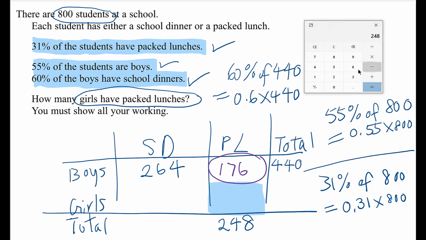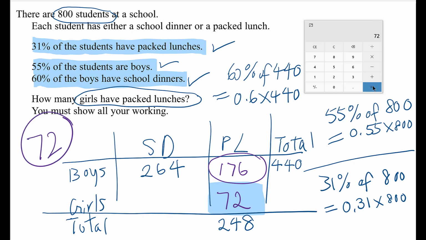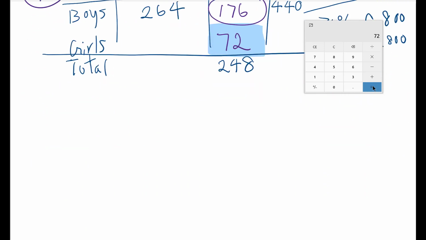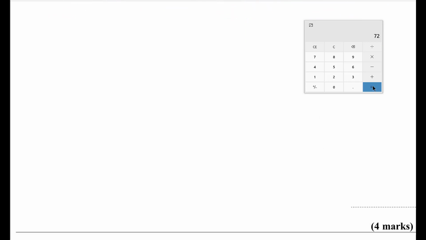If we know this is 176, then we can work out the missing figure. So we do 248 take away 176, that is 72. So what is the answer? The answer is 72 girls. And look, check the number of marks: 4 marks.